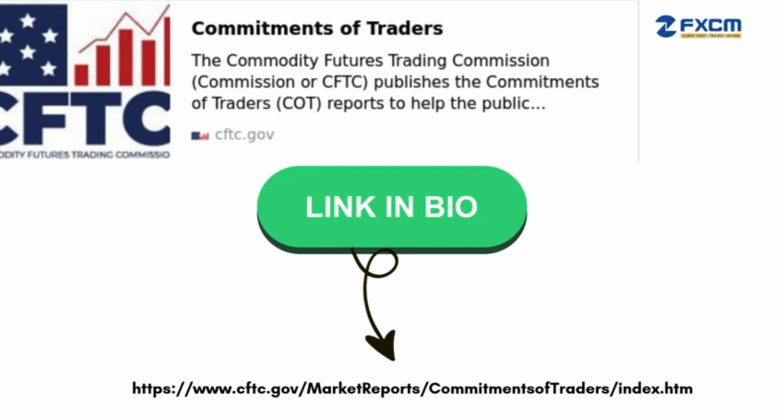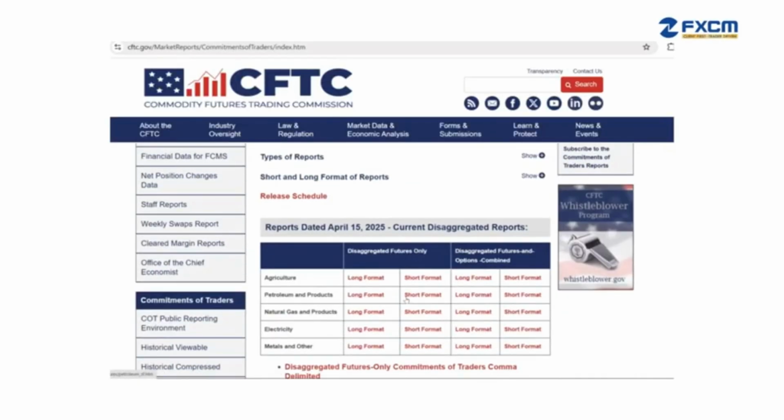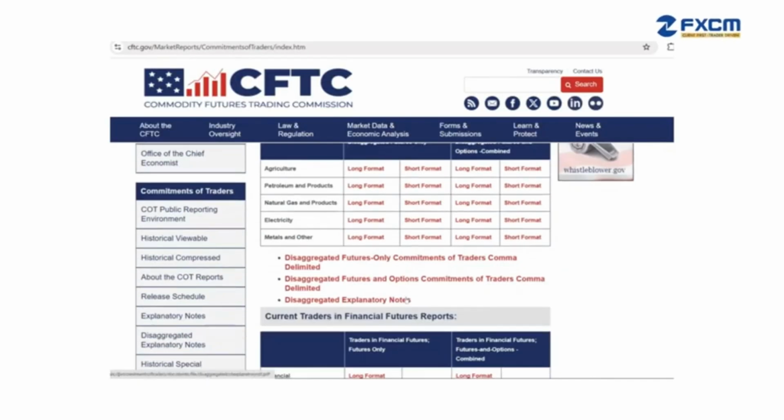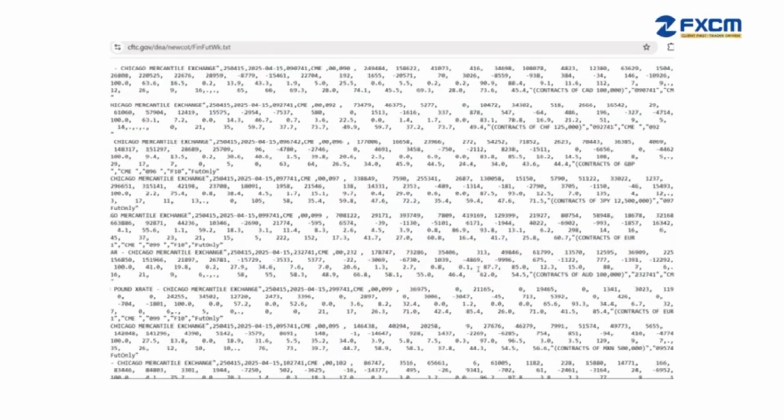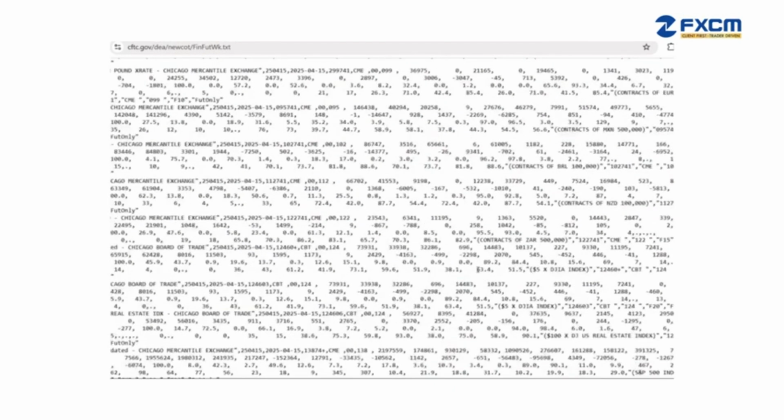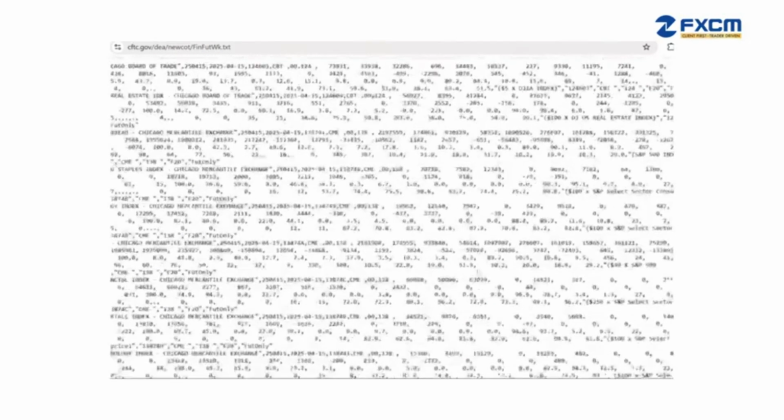Steps: scroll to traders in financial futures, Chicago Mercantile Exchange for Forex data. Click on long format to view detailed breakdowns. Find your pair, e.g. EUR/FX for EUR/USD, and analyze net, long versus short positions.